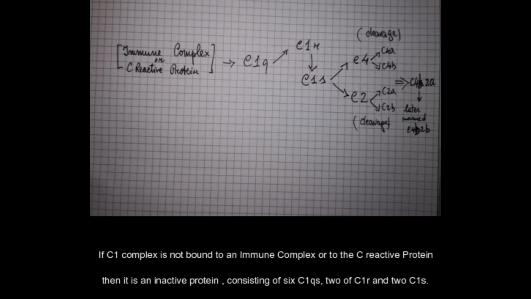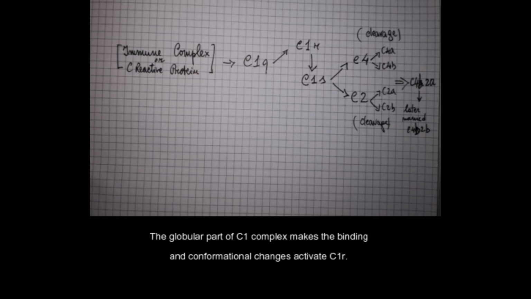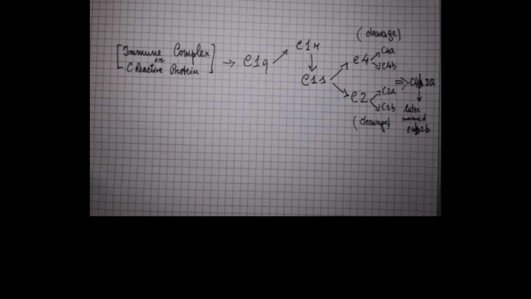If the C1 complex is not bound to an immune complex or to the C-reactive protein, then it is an inactive protein, consisting of 6 C1qs, 2 of C1r and 2 C1s. The globular part of the C1 complex makes the binding, and conformational changes activate C1r. C1r cleaves C1s. Finally, C1s cleaves C4 into C4a and C4b. Then C1s also cleaves C2, splitting it into C2a and C2b. Finally we have the final product, the C3 convertase, made of C4b and C2a.